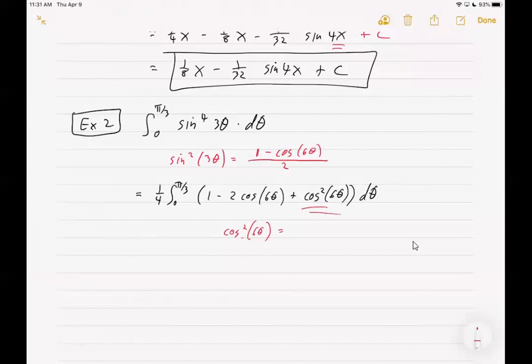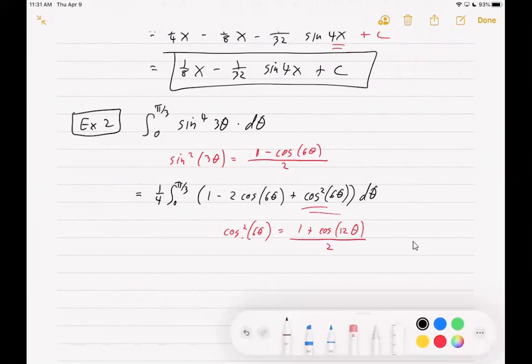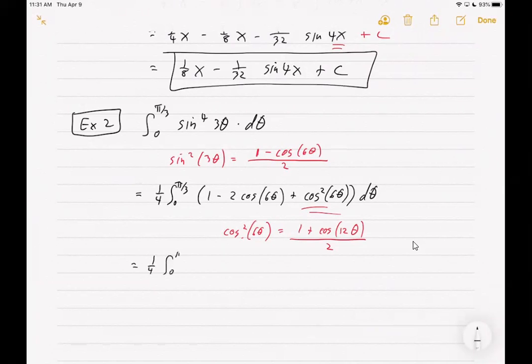Let's use the identity again. That's going to be (1 plus cosine of 12 theta) over 2. So let's go ahead and put that in for cosine squared of 6 theta. And the whole thing becomes 1/4 the integral from 0 to pi over 3 of (1 minus 2 cosine of 6 theta.